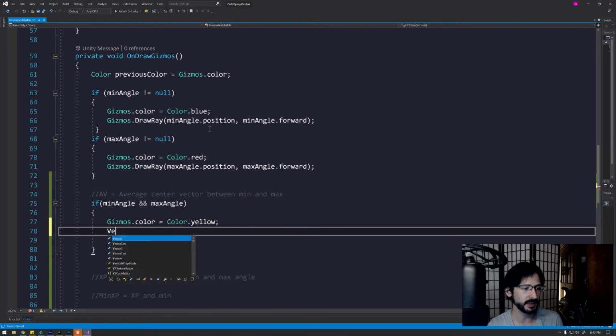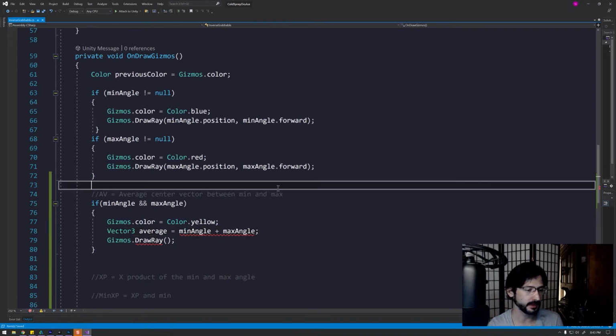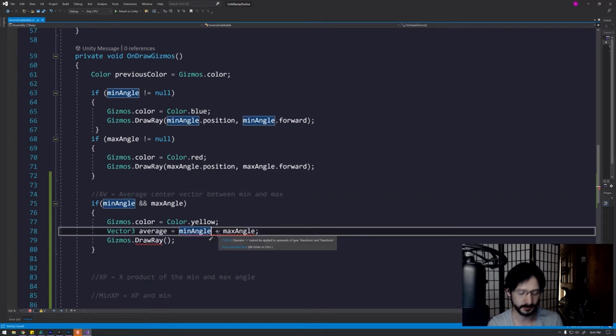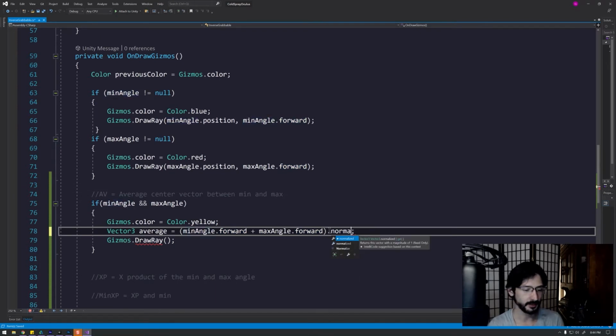So why don't we just do a Vector3 average is going to be equal to our min angle plus our max angle, right? And we also then need to do something with this. So these are two vectors. I'm sorry, these are transforms. We want to do min angle.forward and max angle.forward as well. And then we're going to normalize this value. So we'll take both of these and we'll do .normalize.